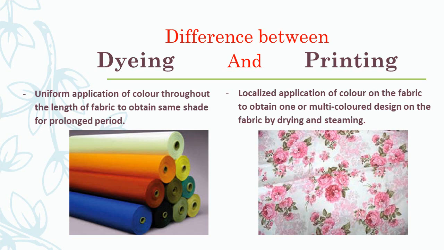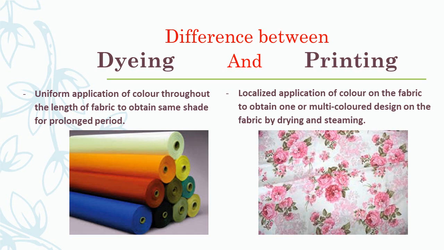So throughout the length of fabric we are applying a single color, and that too uniformly, and the dyeing will be done for a prolonged period. Suppose lighter shades are there, the time required may be less, up to 2 hours. If medium depths are there, it may require 3 hours. If darker colors are there, like black or navy blue, we may have to carry out dyeing for a prolonged period, even up to 8 hours. So uniform application we have to do throughout the length of fabric, and it can be continued for a longer period. Whereas in case of printing, what happens?